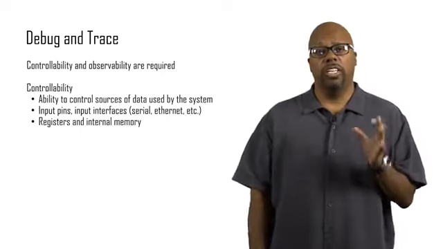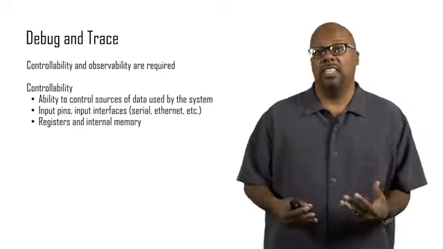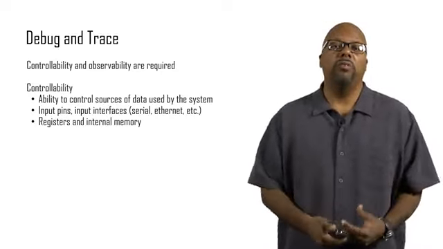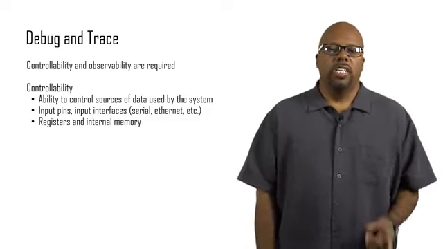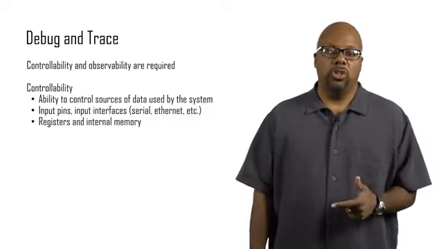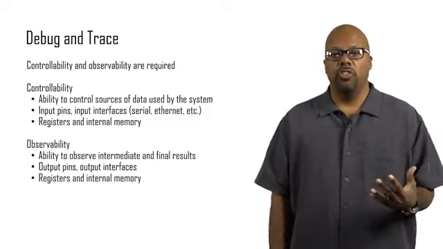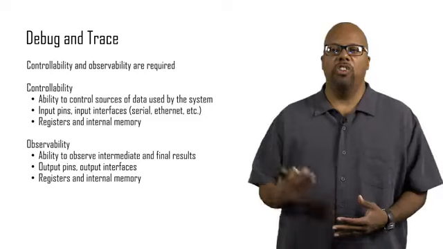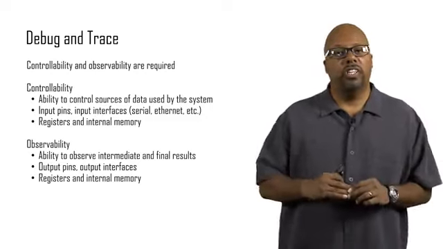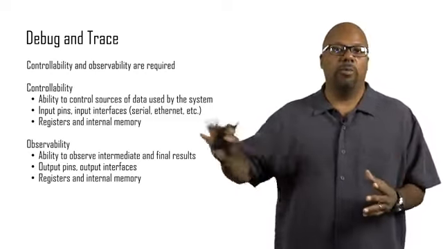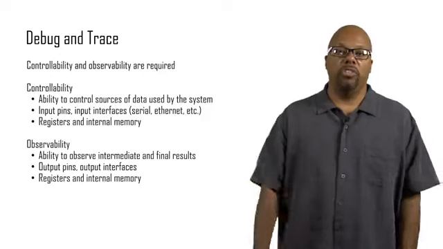So that's controllability. Controllability allows you to do testing, to test certain circumstances that you think might be causing a bug or triggering a bug at any rate. In addition to controllability, you need observability. Observability is the ability to observe intermediate and final results. So what do you need to observe? First thing you need to observe are the output pins, the outputs of the whole system. You need to see what values are on those pins.